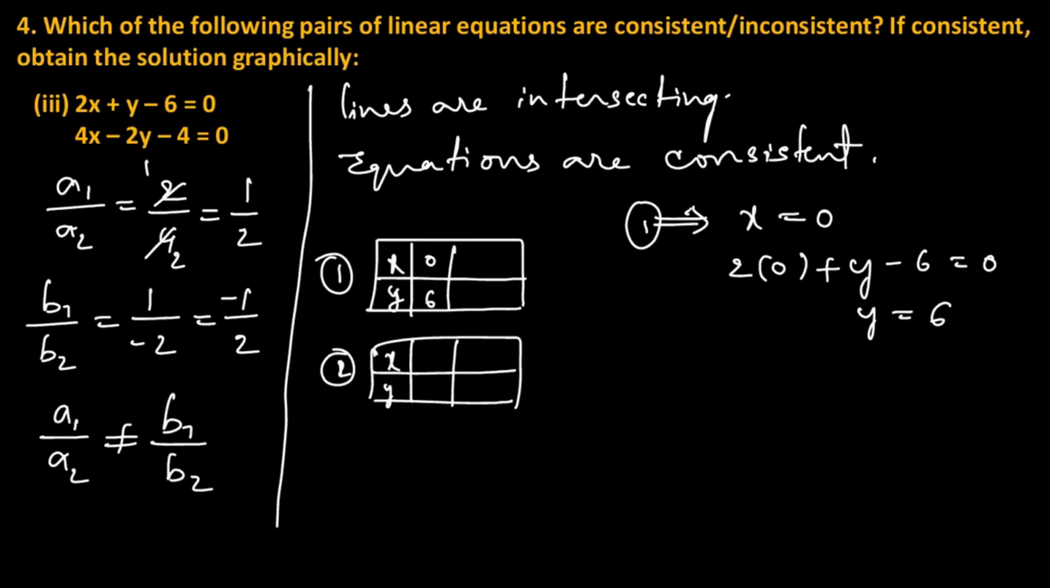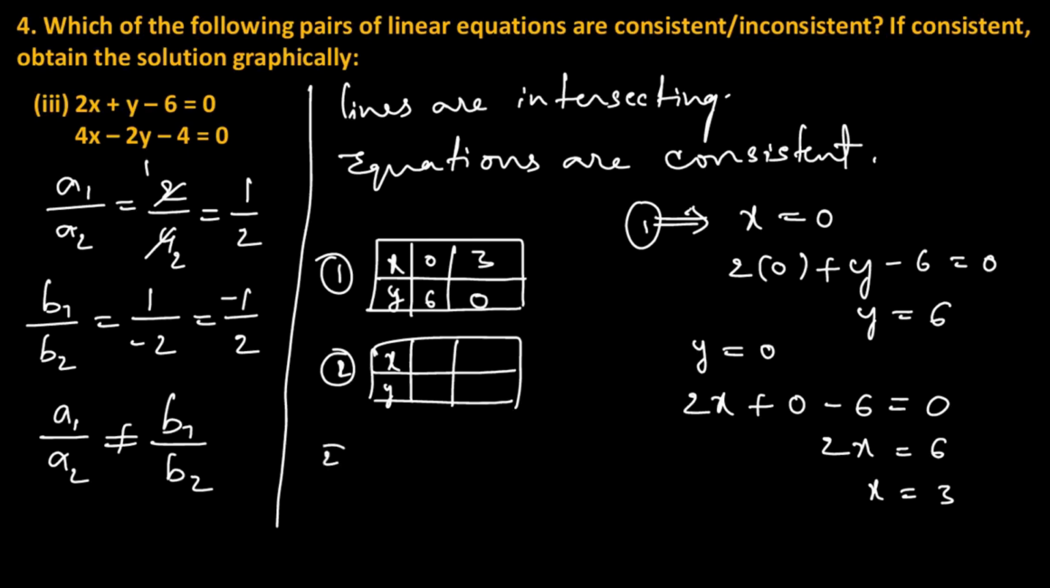same equation, if I take y is equal to 0 this time, 2 into x plus 0 minus 6 is equal to 0. 2x is equal to 6, x is equal to 3. When y is equal to 0, x will be 3.